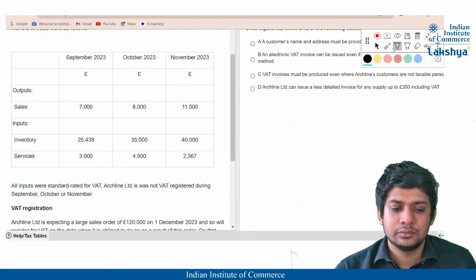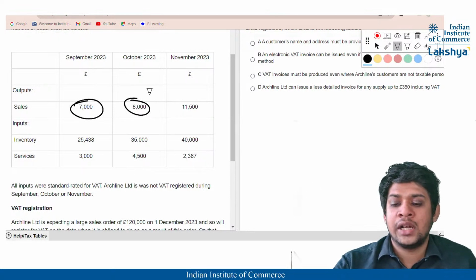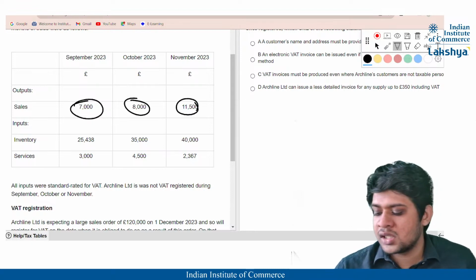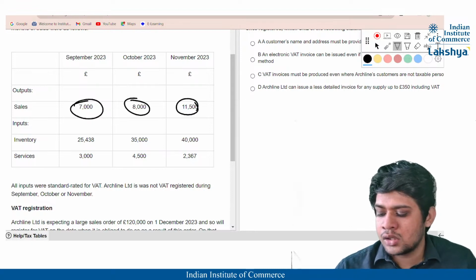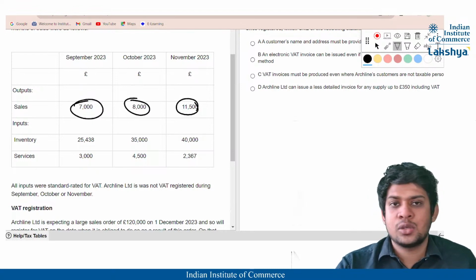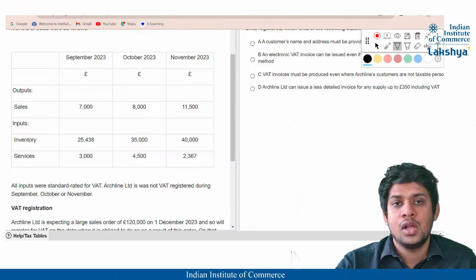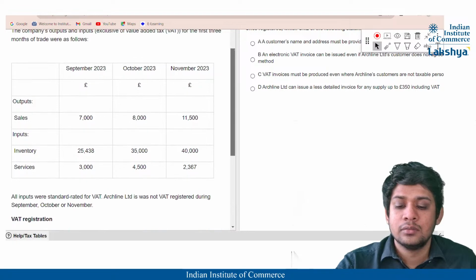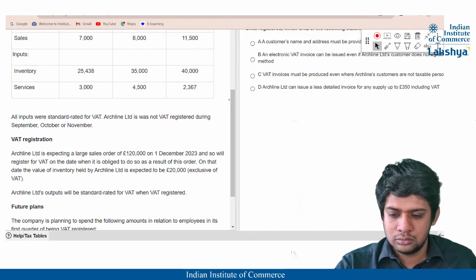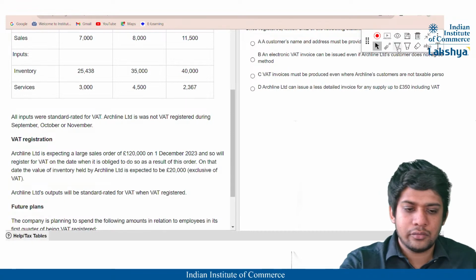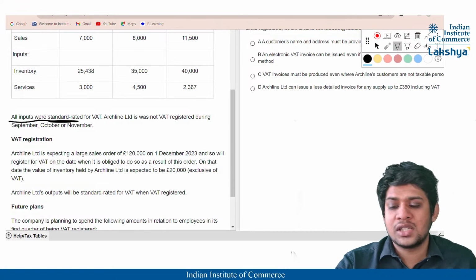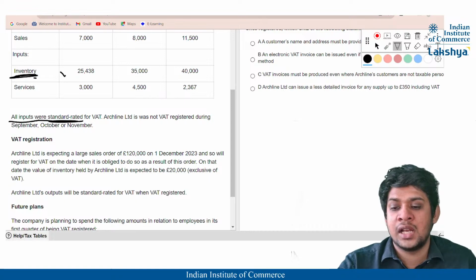So guys, here firstly, their sales are 7,000, 8,000, and 11,500 for the first 3 months, which is 7,000 plus 8,000 plus 11,500. It is just 26,500. So obviously it is below 85,000. So they do not have a mandatory requirement to register for VAT. All inputs were standard rated. So that means 20% VAT was there on all the inputs, probably the purchases, the inventory that they have.